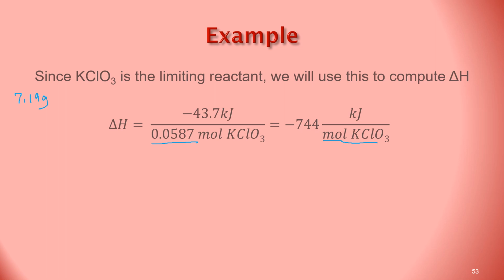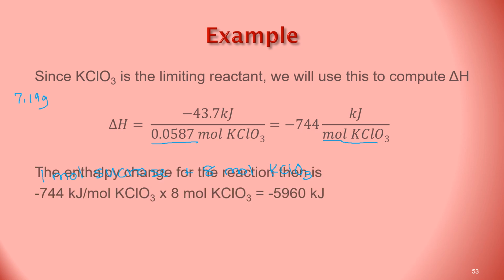And if you go back and look at the reaction, we know that 1 mole of sucrose reacts with 8 moles of KClO3. And so for the overall reaction, we have to multiply this by 8. Oops, sorry. Get my eraser out so I can erase that. So the enthalpy for the whole reaction is negative 5,960 kilojoules given off for every 1 mole of sucrose, 8 moles of KClO3.